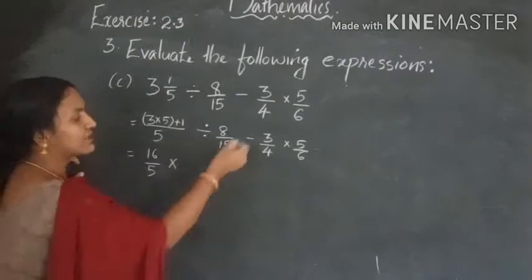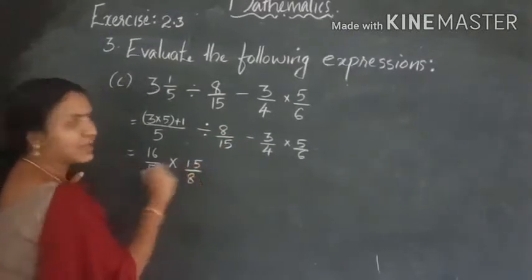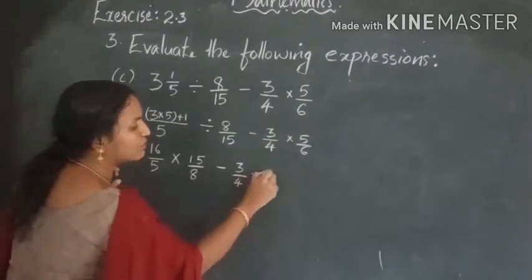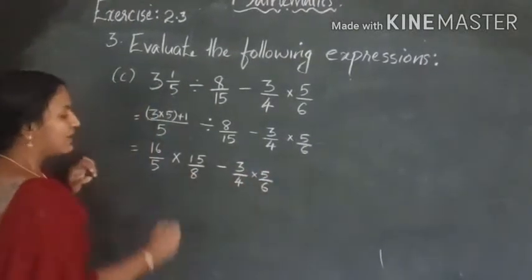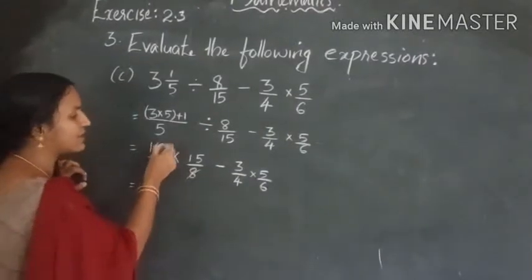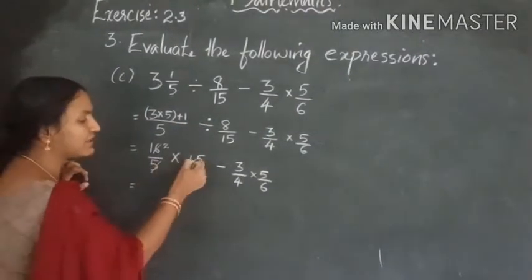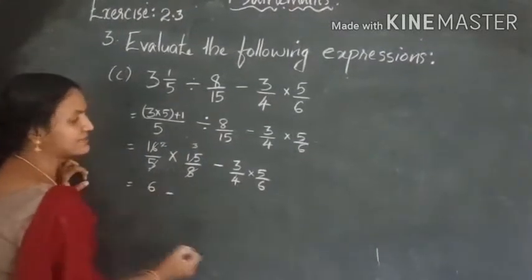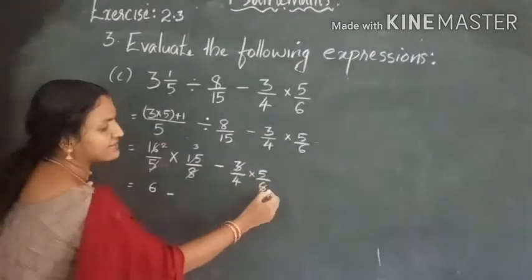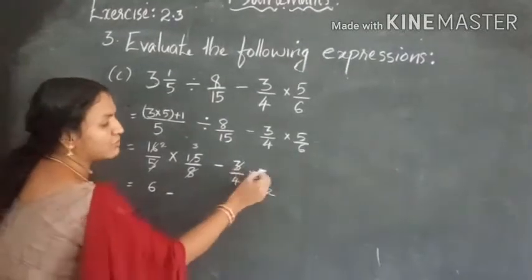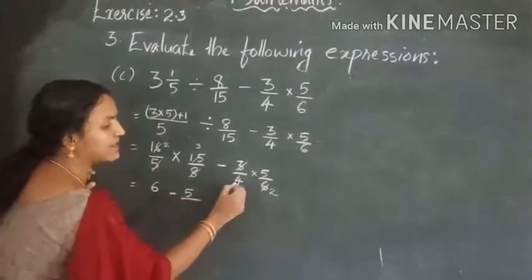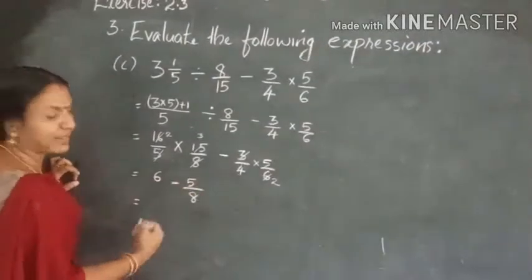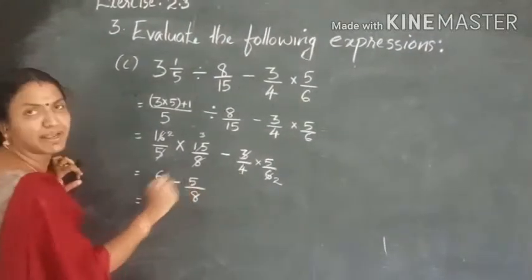So multiplying the reciprocal, 15 by 8 minus 3 by 4 into 5 by 6. Okay, we can cancel 8 and 16 2 times, 5 and 15 3 times. So 2 into 3, 6 minus, here 3 and 6 cancel 2 times. So in the numerator 1 into 5 divided by 4 into 2, 8. 6 minus 5 by 8. 6 can be written as 6 by 1. 6 by 1 minus 5 by 8.